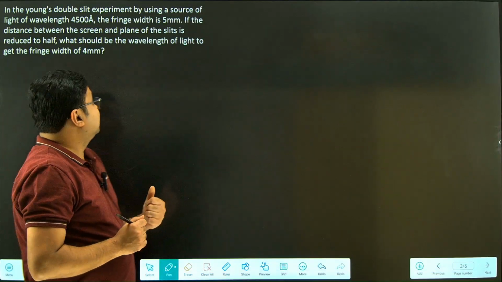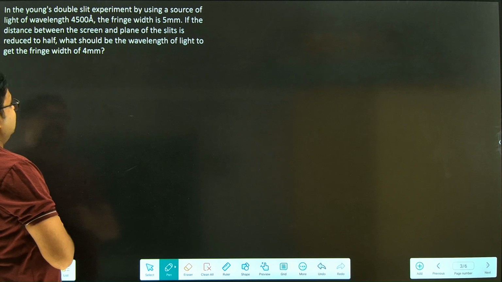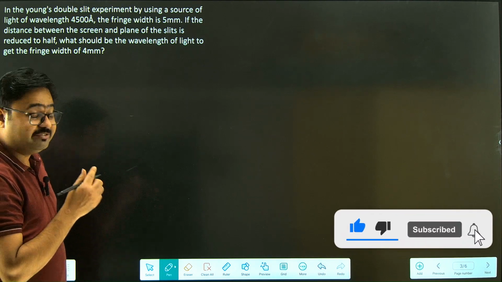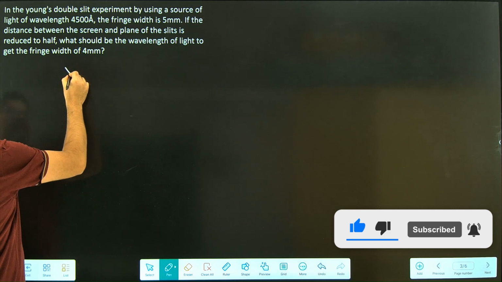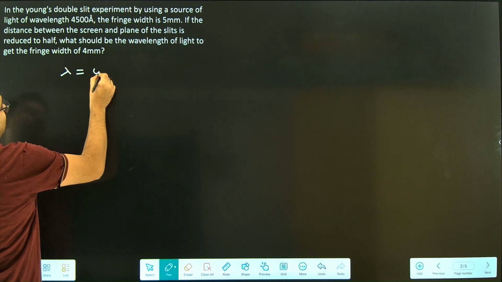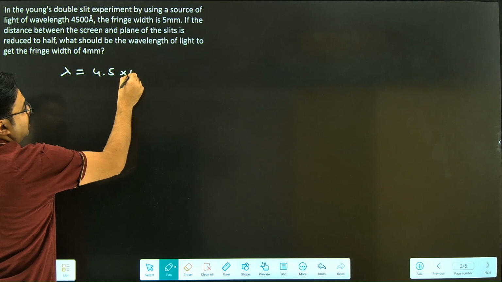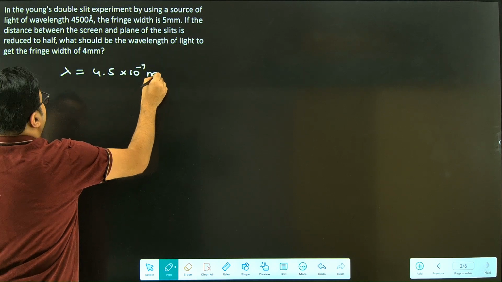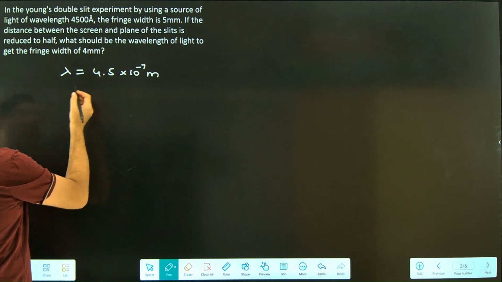Let us look at the next question. In Young's double slit experiment, by using a source of light of wavelength 4500 angstrom, so lambda has been given to us. It's 4500 angstrom, which can be written as 4.5 into 10 to the power of minus 7 meter. The fringe width is 0.5 mm.